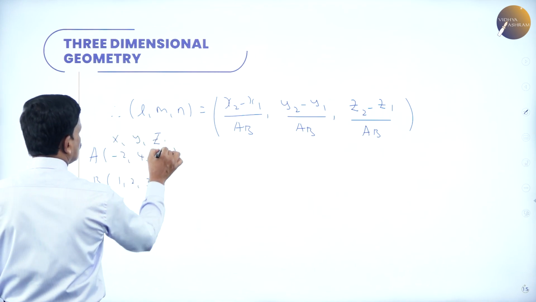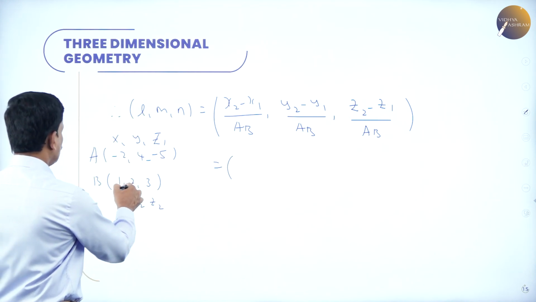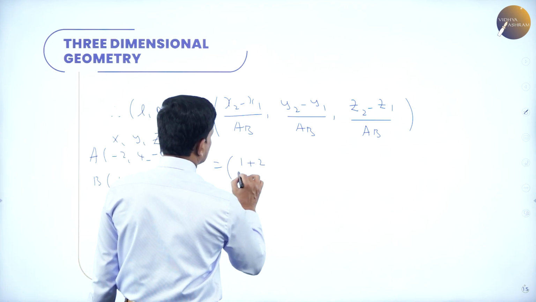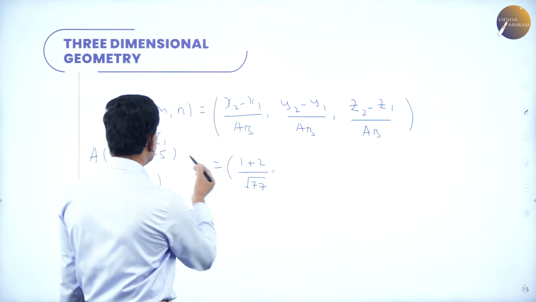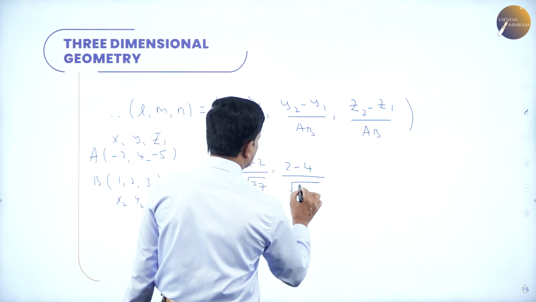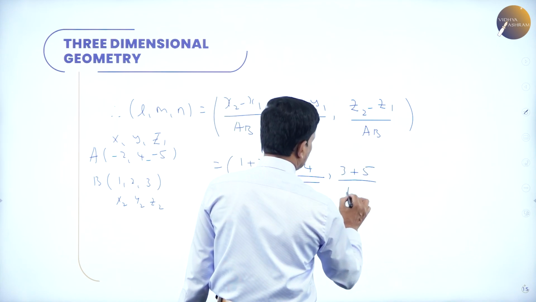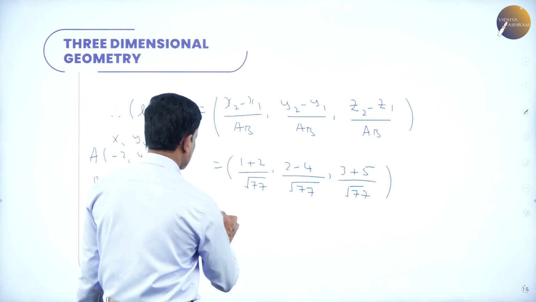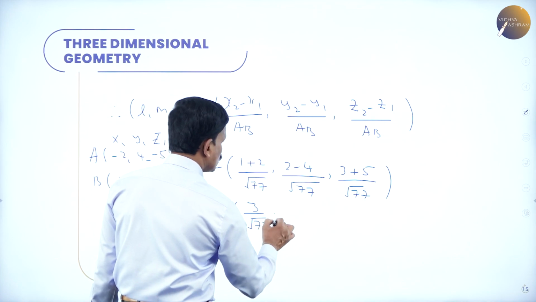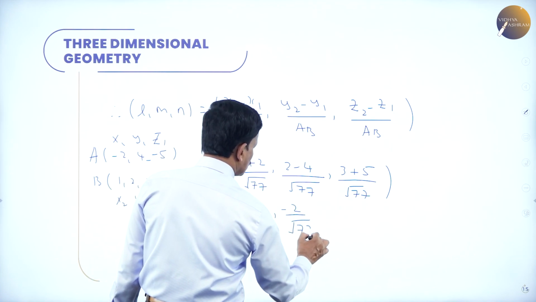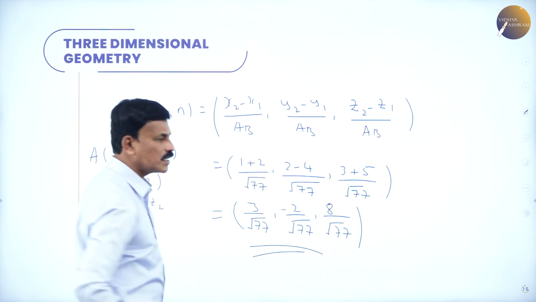x1, y1, z1, x2, y2, z2. This is x2 minus x1: 1 minus of minus 2, that is 1 plus 2, divided by AB, which is root 77. Y2 minus y1: 2 minus 4 divided by root of 77. Then 3 minus of minus 5, that is 3 plus 5, by root of 77. So this is equal to 3 by root 77, minus 2 by root 77, 8 by root 77. So, these are the direction cosines.